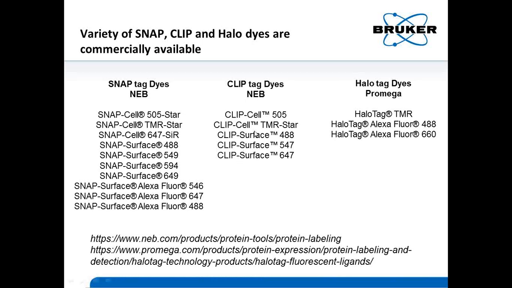And then, of course, there's clip. The clip doesn't quite work as well as snap, but it does end up giving you a second color. So we've typically been combining snap and halo for doing two-color imaging, and I'll show you a couple of examples of that.